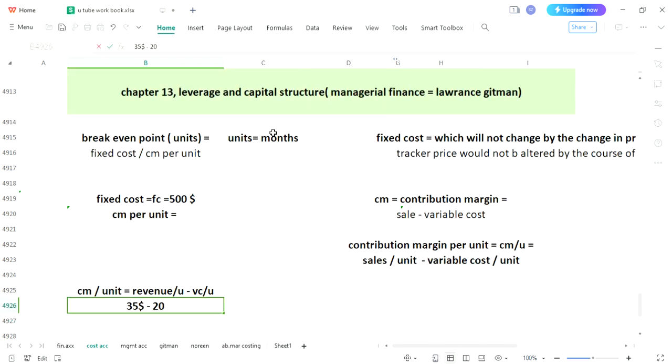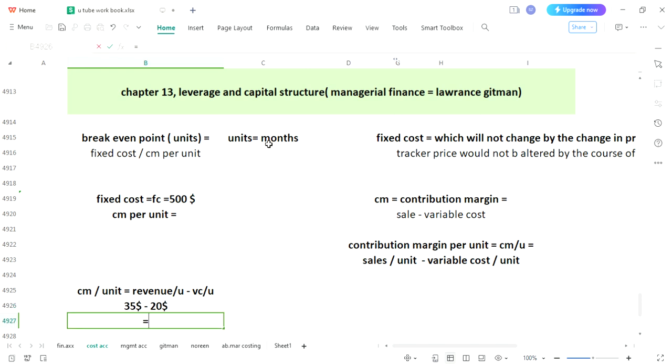Why it is variable? Because if you will use this tracker for 1 month, cost would be 20. If you will use it for 2 months, cost would be 40. As you will increase your number of units, here are months, this cost would also be increased. So it would vary. That is why we have considered it as variable cost.